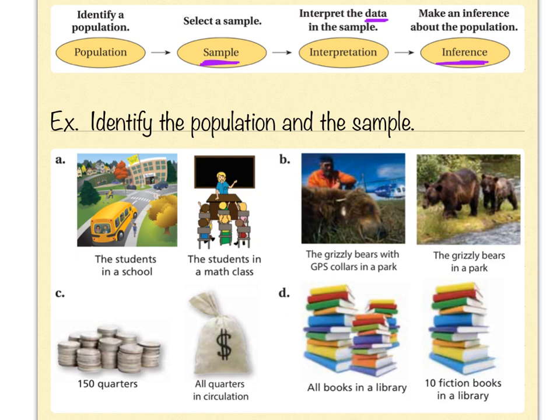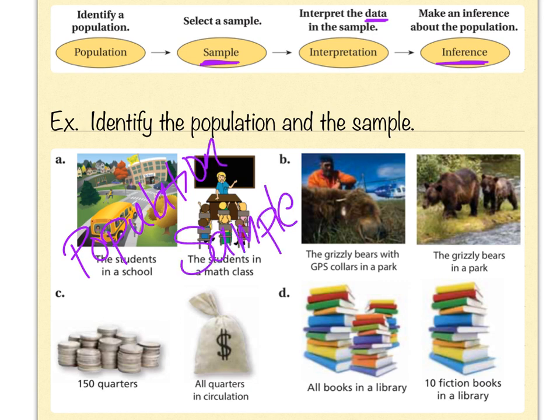All right, so let's start by making sure we can identify what the sample and what the population is. In example A, it says the students in a school and the students in a math class. The bigger amount is going to be the population. So the students in the school are the population, and the students in one classroom would be the sample. They would just be one part of the population. Part B, the grizzly bears in the park, or the grizzly bears with GPS collars. All the grizzly bears make up the population. I'm just going to use POP for population. And the ones with the GPS collars would be the sample.